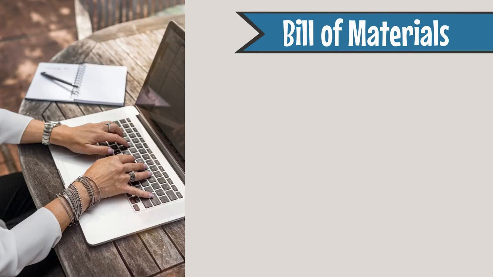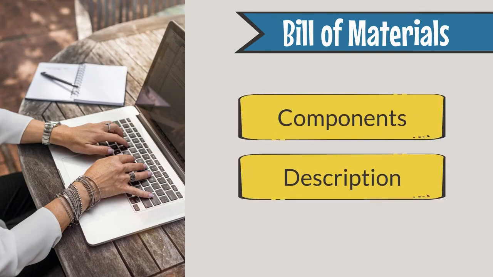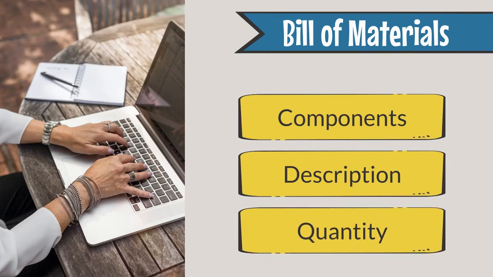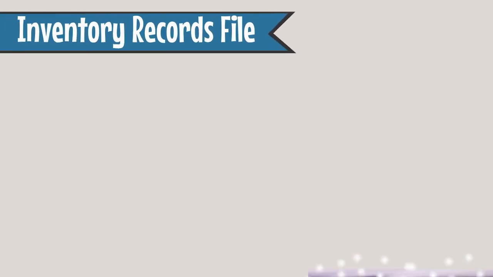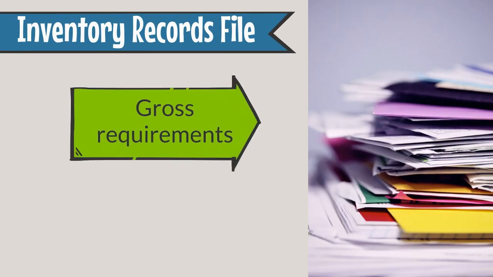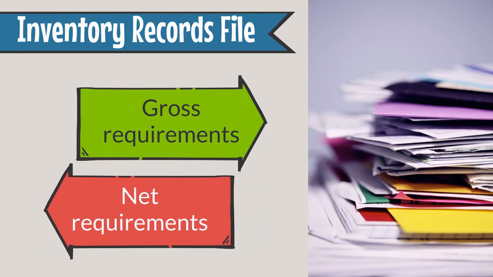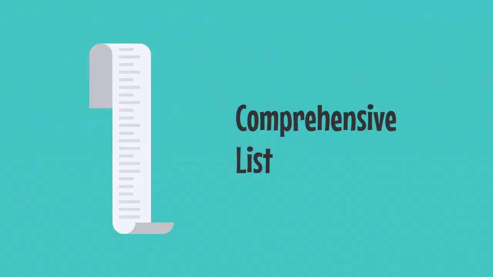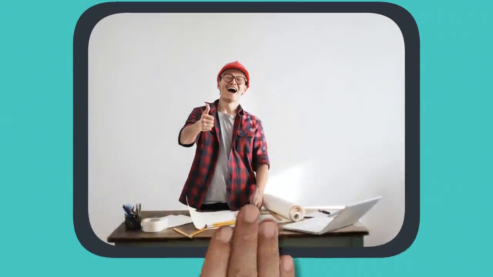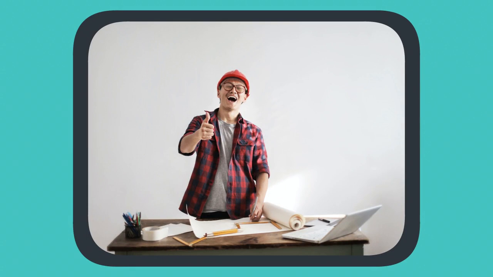Again, a bill of materials (BOM) is a listing of the components, their description, and the quantity of each required to make 1 unit of a product. And inventory records file is stock records that allow gross requirements to be adjusted to net requirements. The term BOM explosion refers to the process of generating a comprehensive list of all parts, including those in sub-assemblies, that are necessary to complete a batch of finished goods.